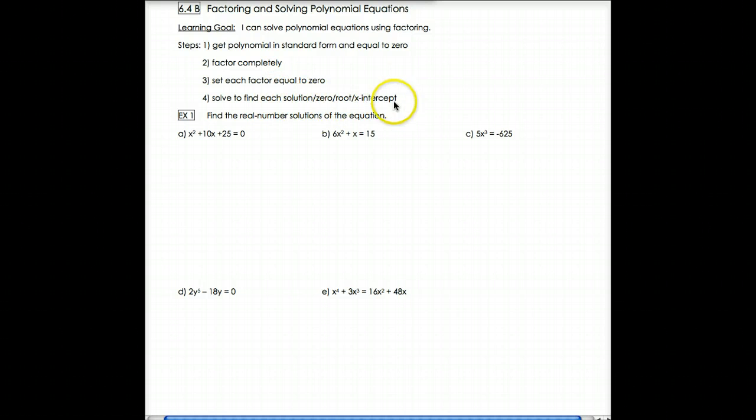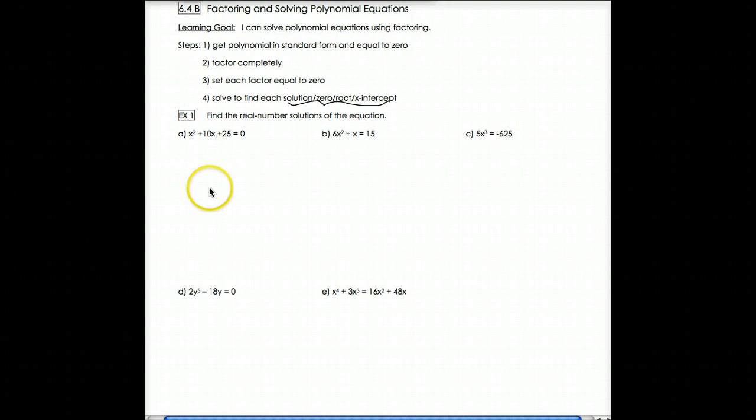Notice that I put 4 different words here because as we go throughout this unit as well as really the rest of the year, you're going to have problems that say find the solutions, find the zeros, find the roots, find the x-intercepts. These all mean the same thing. So if it says, what are the roots of, and then it gives you an equation, it means what are the solutions? What are the x-intercepts? What are the zeros? Those all mean the same thing. So I just wanted to make sure that we understand that so that when we see different vocabulary, we don't get confused about what we're supposed to do.